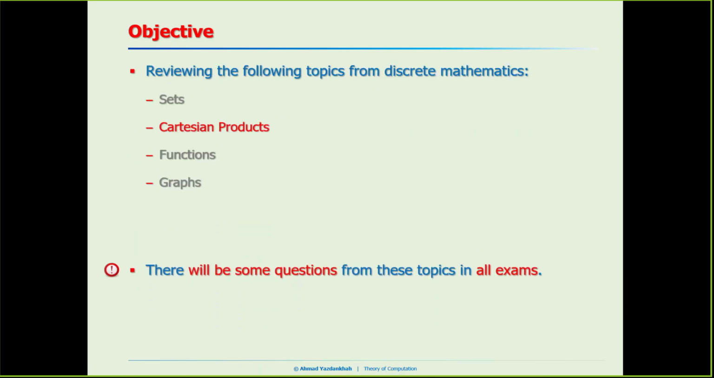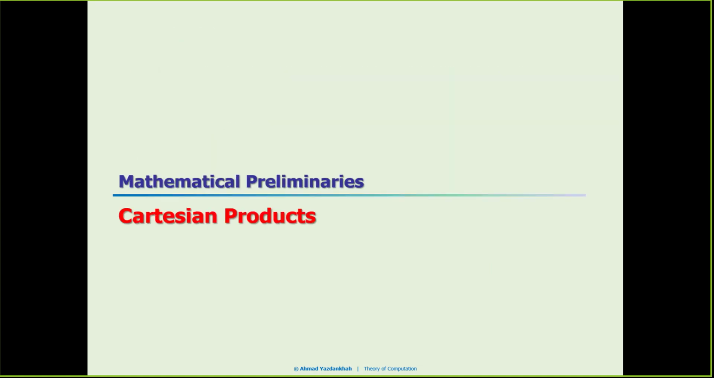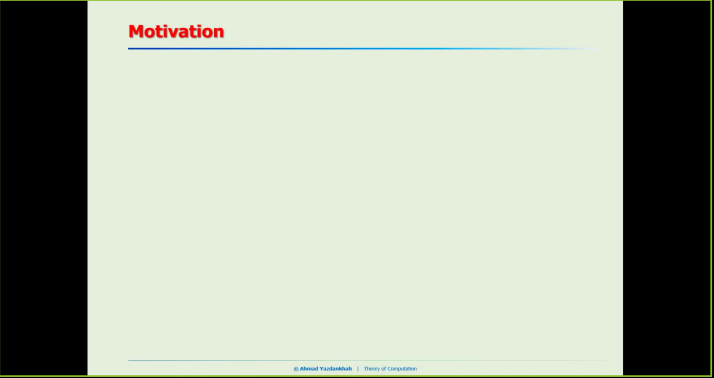Let's see what's the objective of this lecture. You remember we said we are gonna talk about four things and we finished the sets. Now let's see what is the Cartesian product. So we need a motivation why we need to learn the Cartesian product.